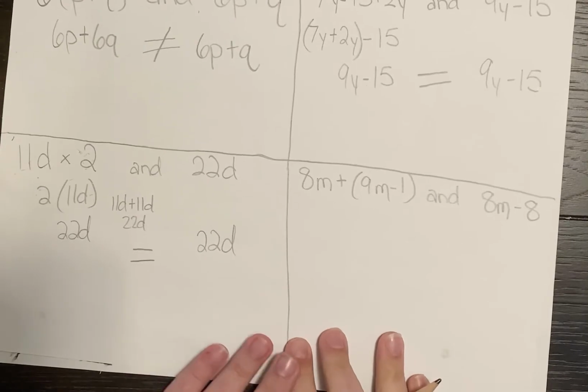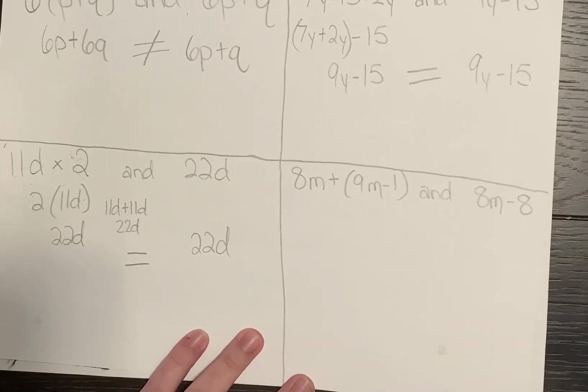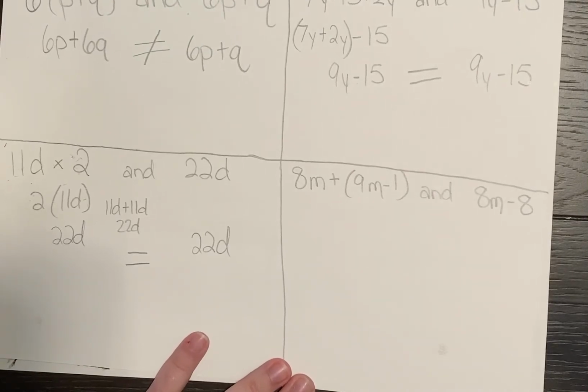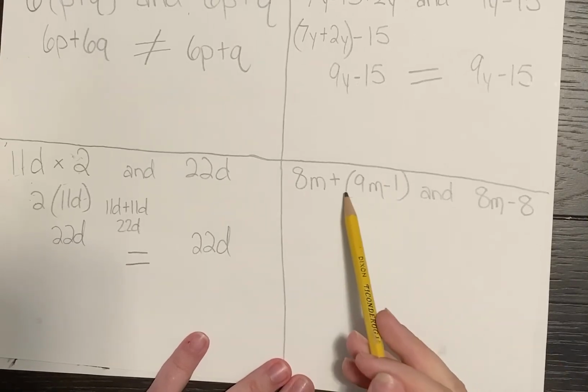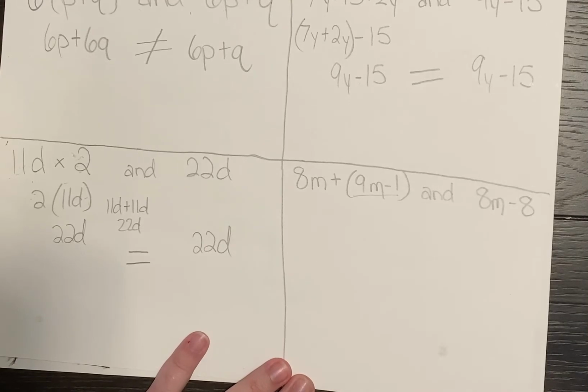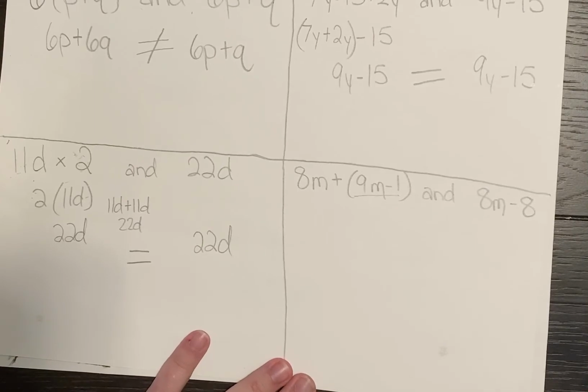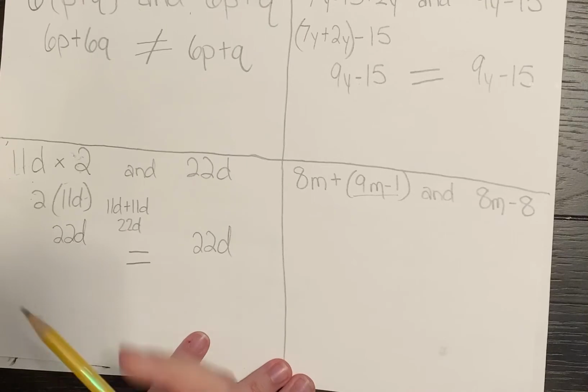The last one, 8m plus (9m minus 1) and 8m minus 8. We have to figure out if they are equivalent or not equivalent. So thinking through here, I don't see where I can use distributive. So I'm going to first look at parentheses. Can't combine that, can I? Then I'm thinking, what else could I do? How else could I get through getting this answer?